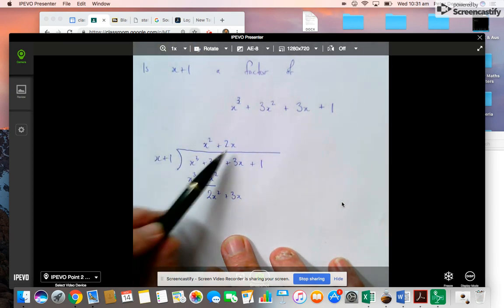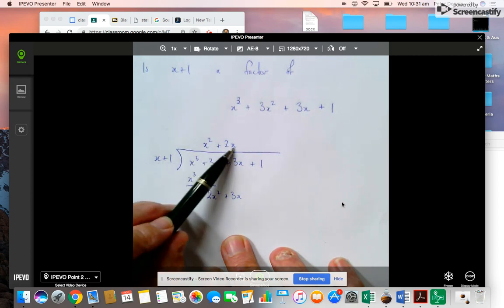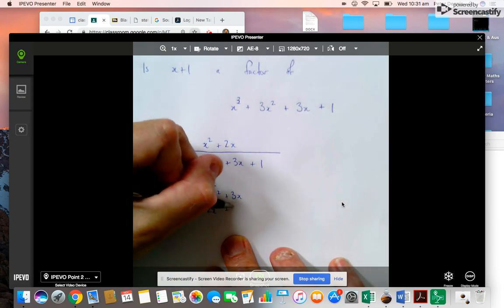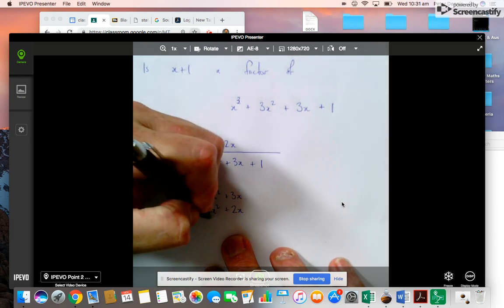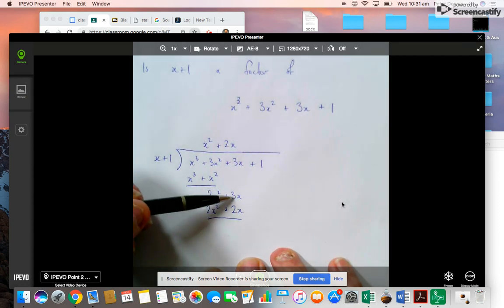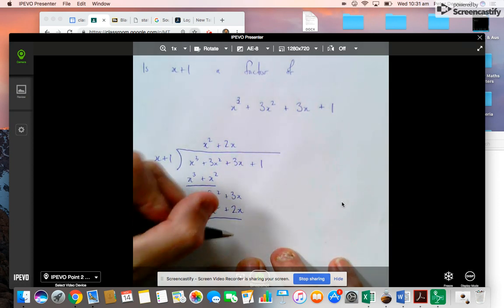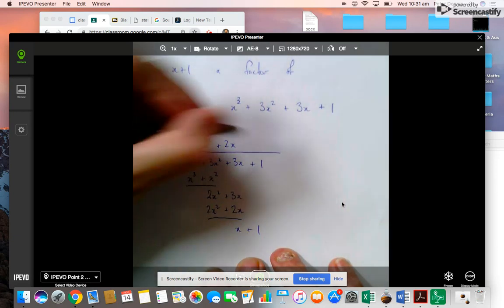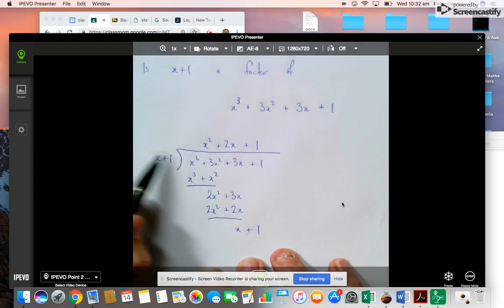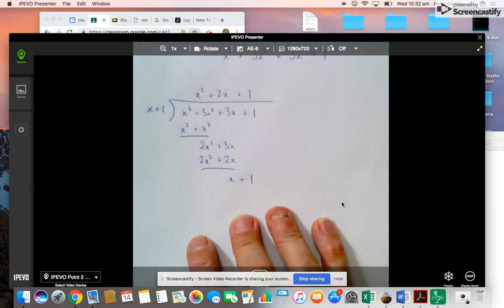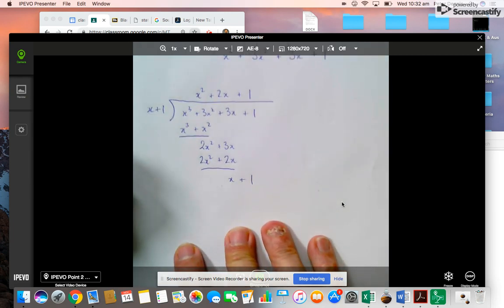And then we multiply back. 2x times this: 2x times x is 2x squared, 2x times 1 is plus 2x. And then we minus these two things. This always cancels out, that's the whole point. Then 3x minus 2x is just x plus 1. How many times does x go into x? It's plus 1. How many times does x plus 1 go into x plus 1? It's just 1.